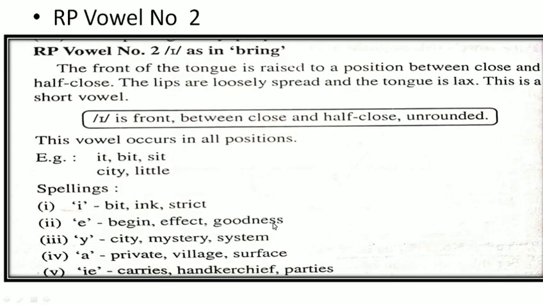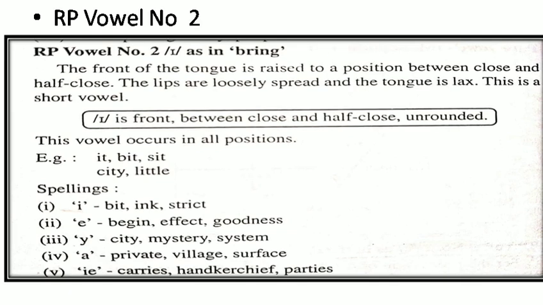RP vowel number 2 is E as in bring. The front of the tongue is raised to a position between close and half close. The lips are loosely spread and the tongue is lax, that means unrounded. This is a short vowel. This is not a long vowel.